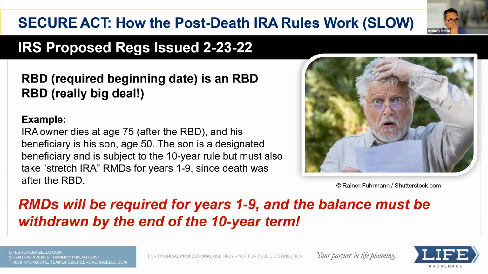Yeah, so these proposed regs were issued in February. This just further explains that if a 75-year-old father leaves his 50-year-old son his IRA and it is subject to the 10-year rule, the 50-year-old will also need to take RMDs based on their life expectancy in years 1 to 9, since the date of death occurred after Dad started taking RMDs. So just a quick point there.